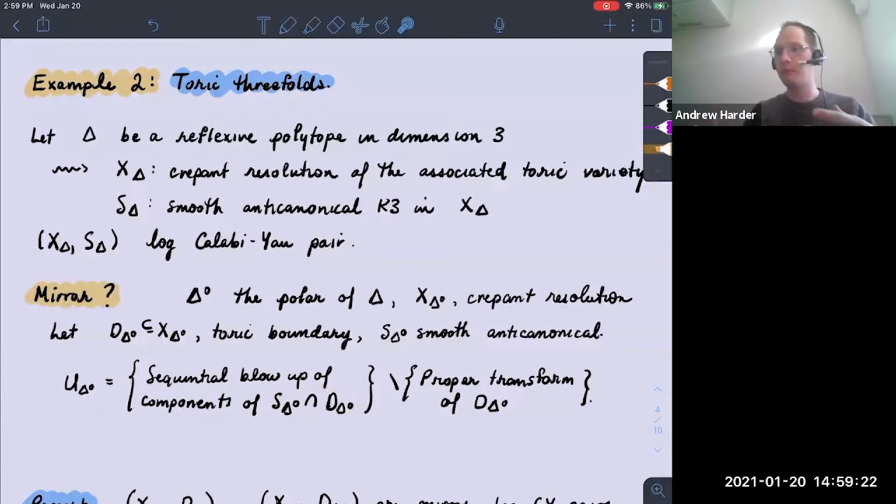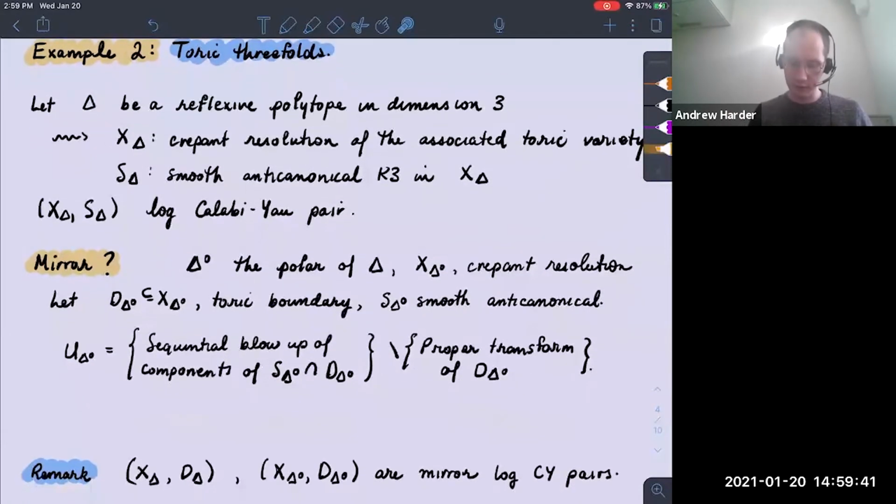This will give me some variety which maps onto P1 because I'm basically blowing up the base locus of a pencil. Then I can remove the proper transform of the boundary divisor, the same way I did in the previous case, to get some variety which maps to A1. So it's proper over A1 in this case. So this is my mirror construction.